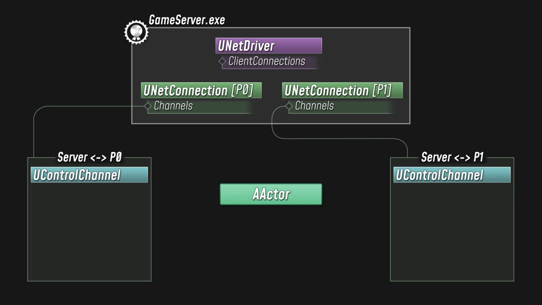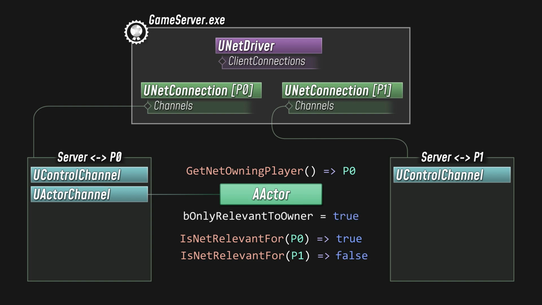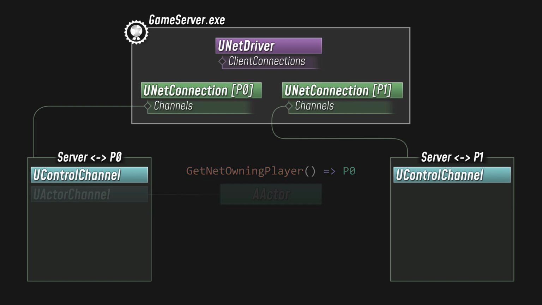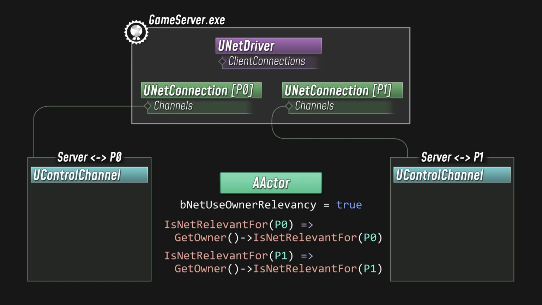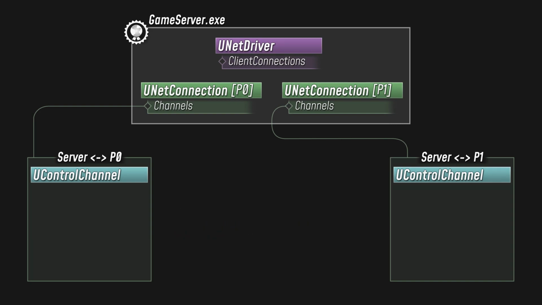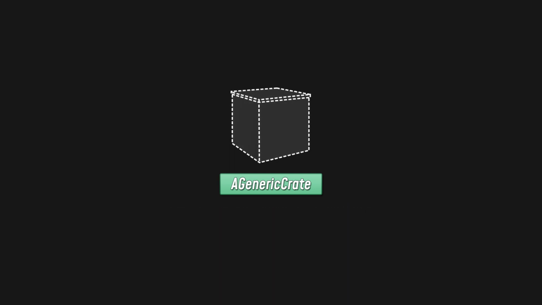Ownership plays an important role in relevancy. An actor that's owned by or instigated by a particular player will always be considered relevant for the corresponding client. Some actors, like player controllers, are configured to only be relevant to their owner, so they'll never replicate to non-owning clients. You can also configure an actor so that it inherits its relevancy from its owner. If none of these special flags are set and the client in question doesn't own the actor, then the default behavior works like this. If the actor is hidden and its root component has collision disabled, it won't be considered relevant.